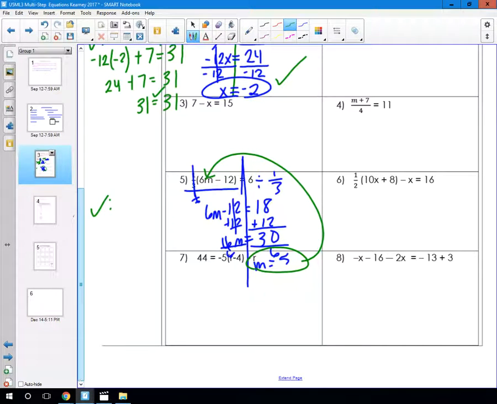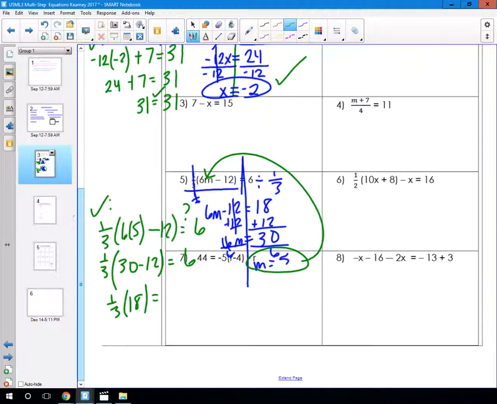Okay, so let's check. 1/3 times 6 times m, so we put that 5 in there. And we want to know, does that equal 6? So order of operations, 6 times 5 is 30. 30 minus 12 is 18. 1/3 times 18 is 6. And does 6 equal 6? Heck yes, it does. So my 5 worked out.